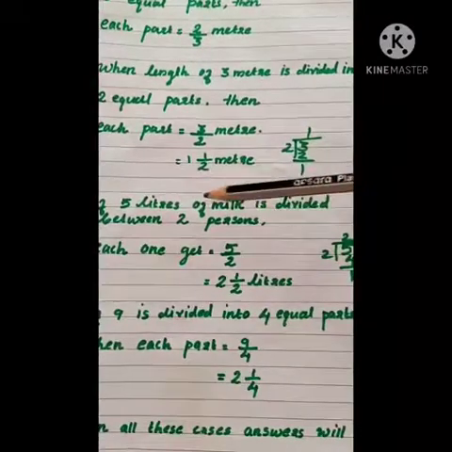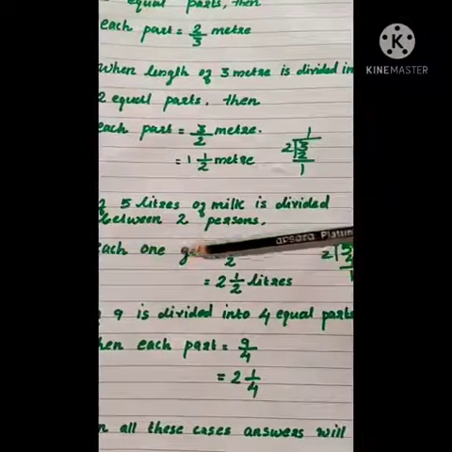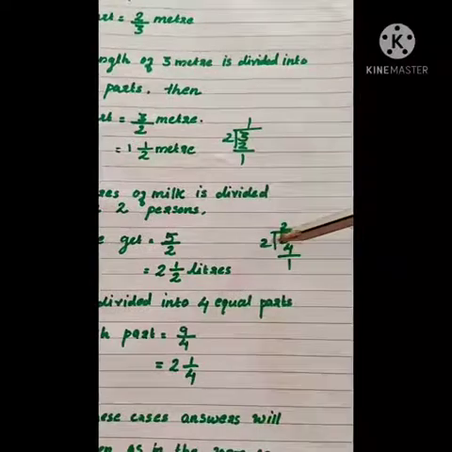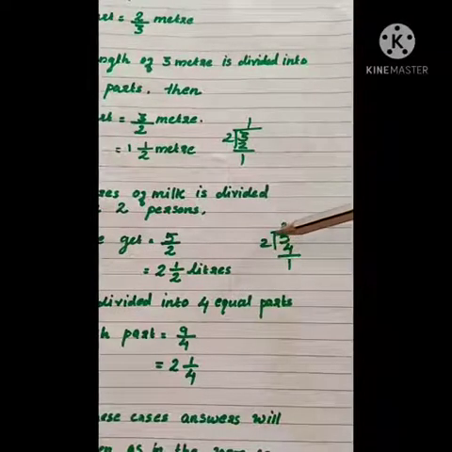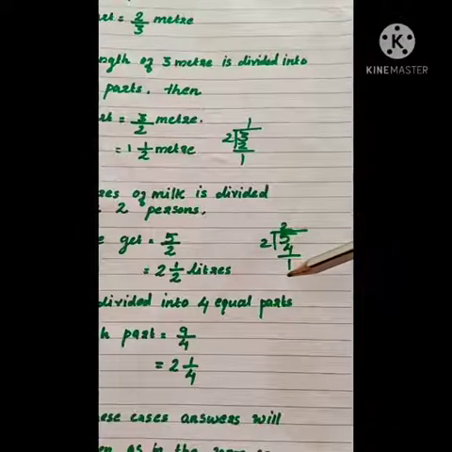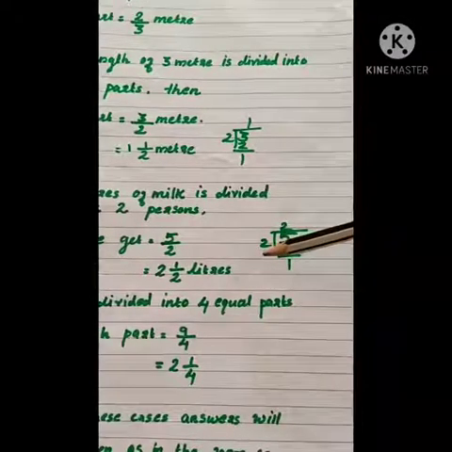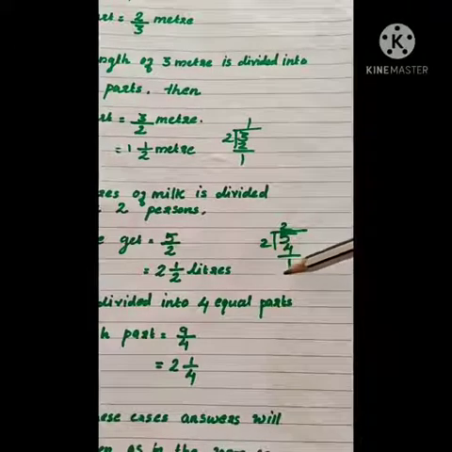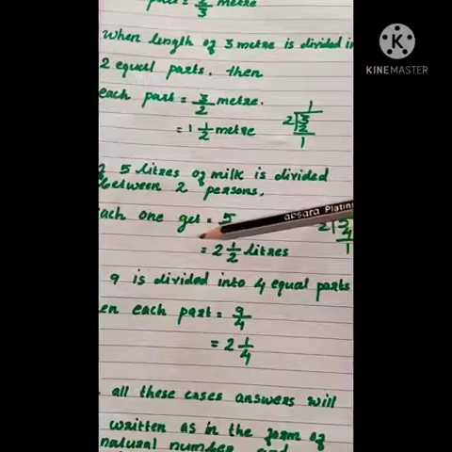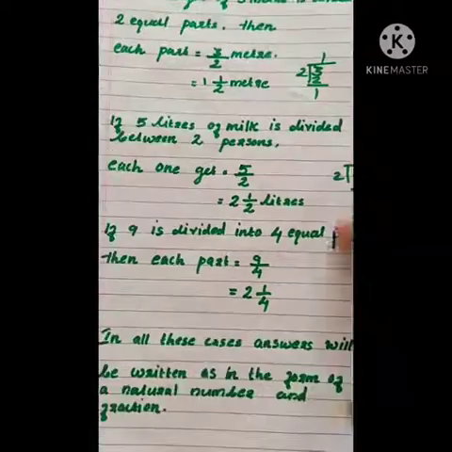Again, if 5 liters of milk is divided between 2 persons, then each one gets 5 by 2 liters. By dividing 5 by 2, we get the quotient as 2 and the remainder as 1. Here also 1 liter is remaining. It is to be divided among 2 persons. So each one will get 1 by 2. Then all together each one will get 2 and 1 by 2 liters.